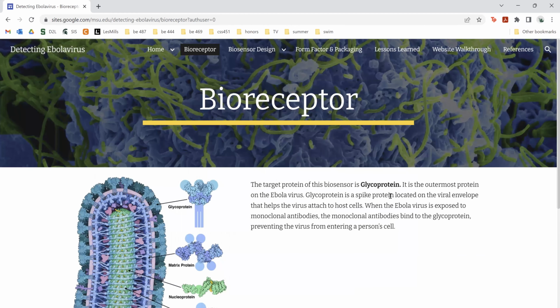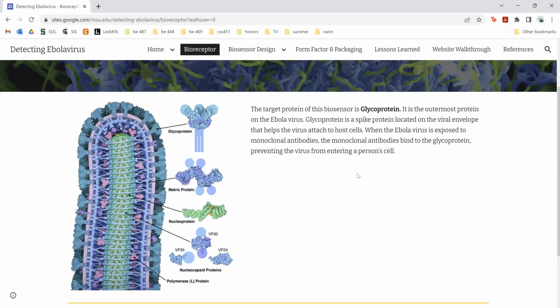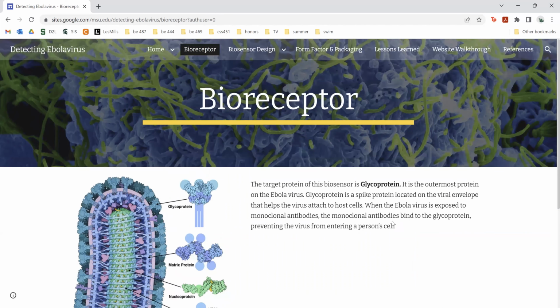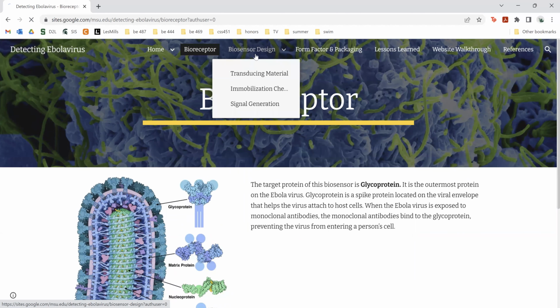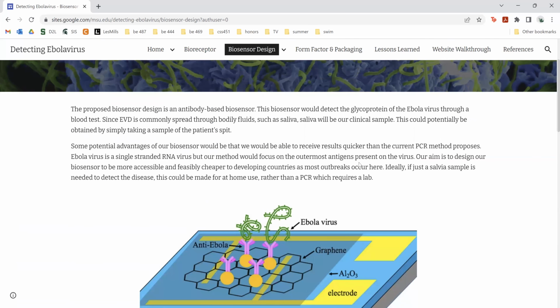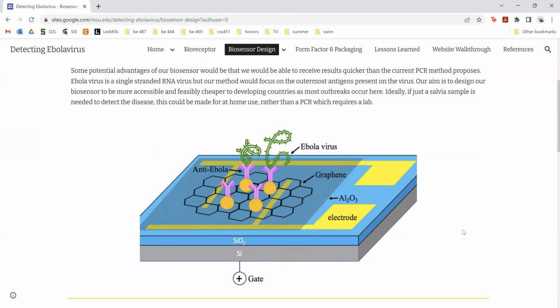And then under our bioreceptor page, you can see a brief description of our bioreceptor. That would be the glycoprotein. As you can see here, it's the outermost protein on the Ebola virus. And then on our biosensor page, you can see a quick overview of our biosensor, which is seen here.